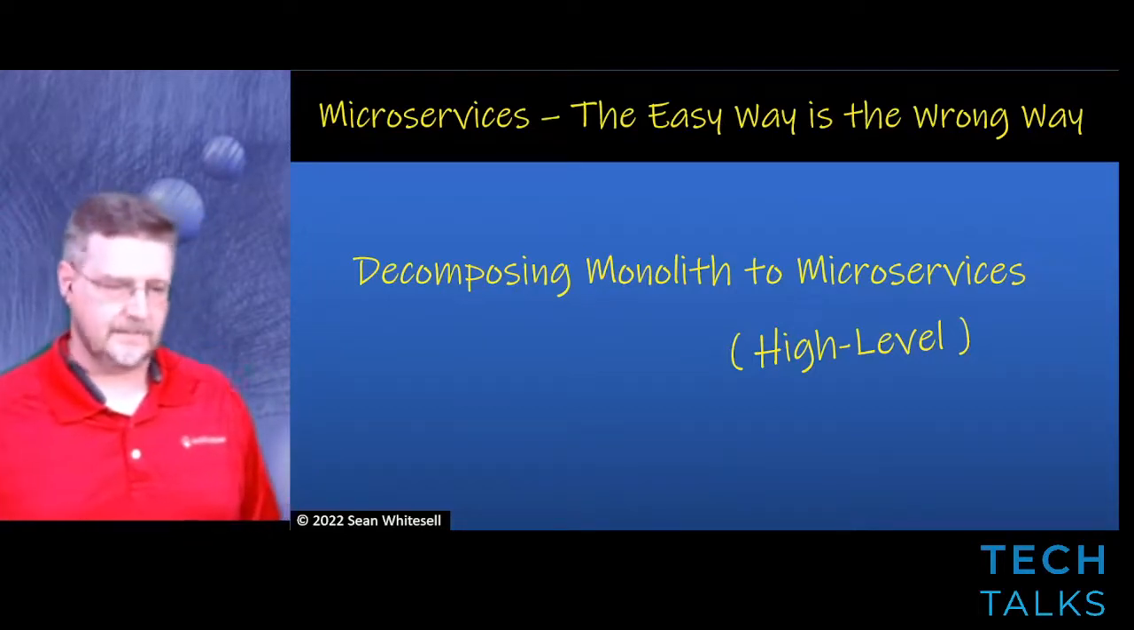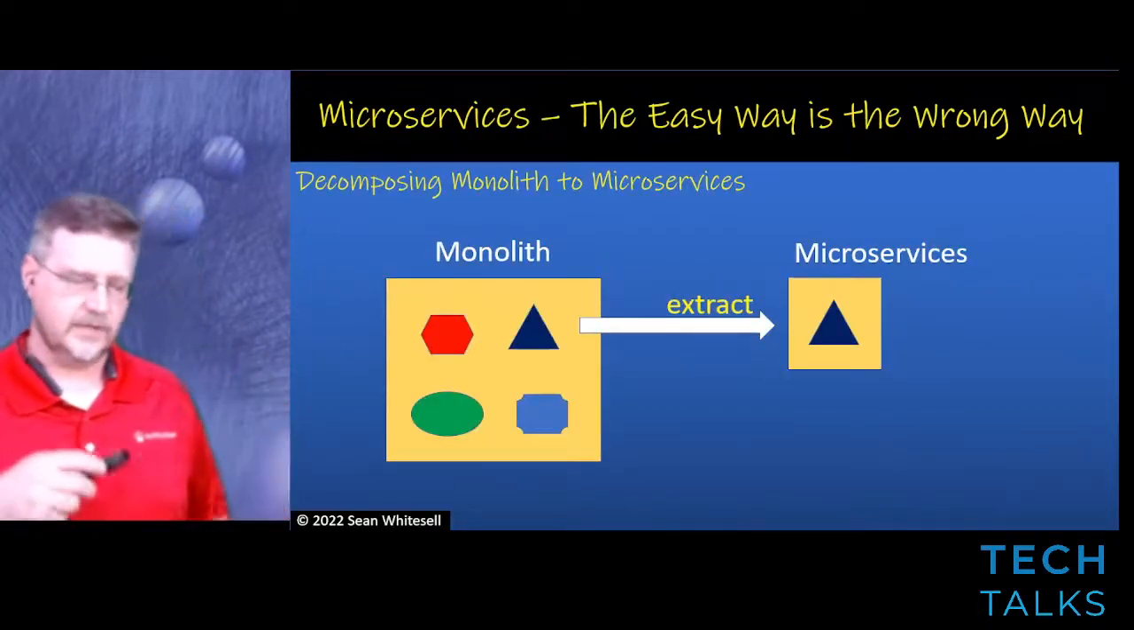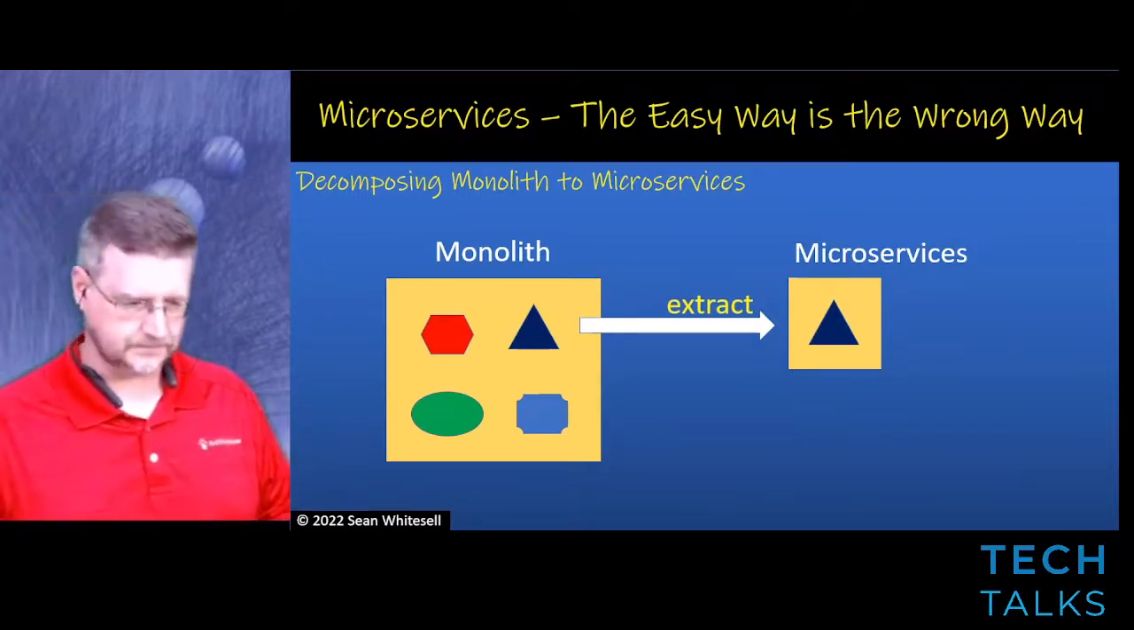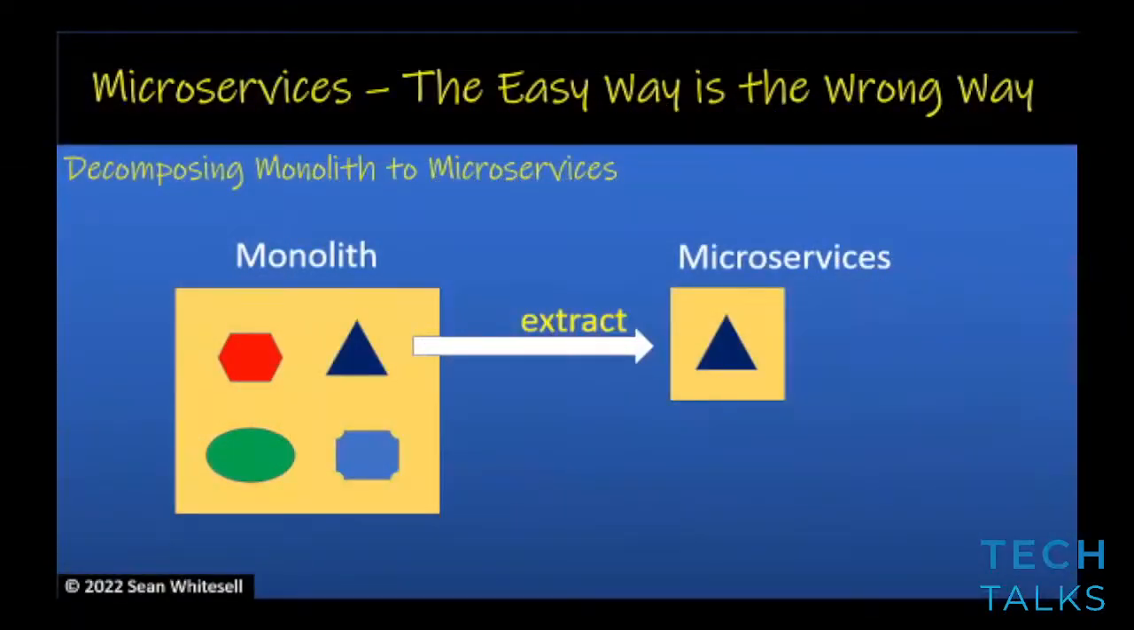So let's take a look at that monolith. Now, we're going to go back and extract some functionality out to its own microservice. And when do we do that? It's usually when we need to evolve that code module, that piece, but we need to pull it out so that it can evolve independently of the rest of the monolith.